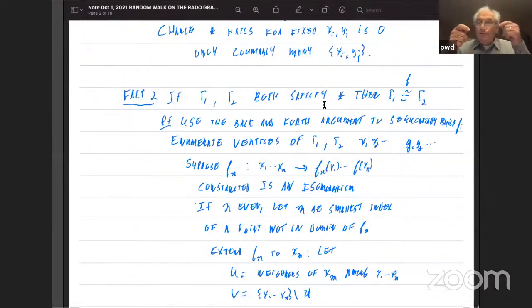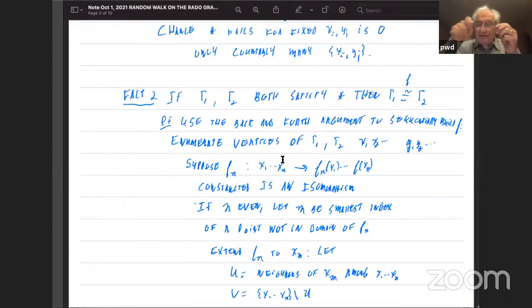Take some point in the first graph and map it to any other point in the second graph. And now take another point in the first graph. If it's adjacent to the first point, find a point which is adjacent to the mapped point and connect it. If it's not adjacent, find the point here which is not adjacent. But let's do that a little more carefully. So we'll enumerate the vertices to avoid axiom of choice.